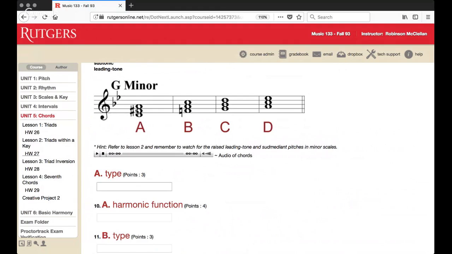And just as a little bit of foreshadowing, that was an issue that came up consistently in Creative Project 1, that confusion between leading tone and subtonic.